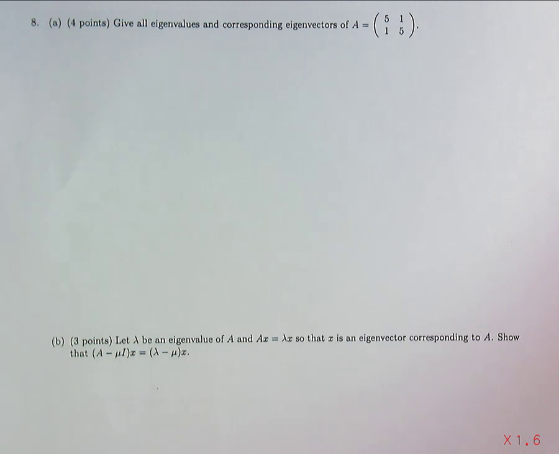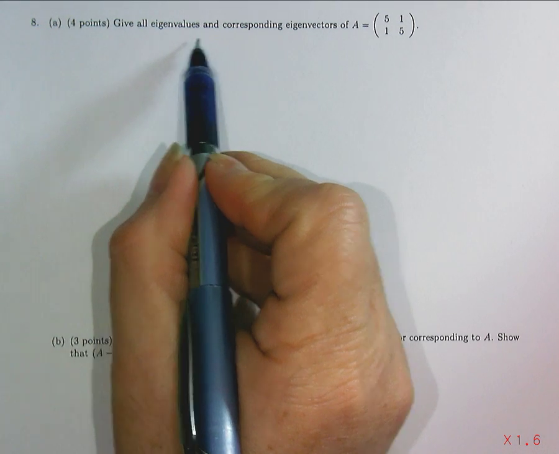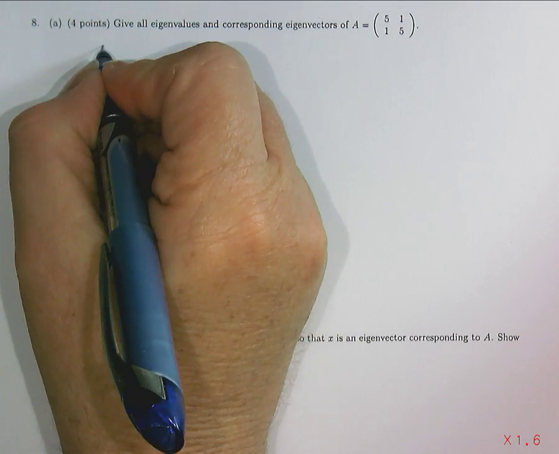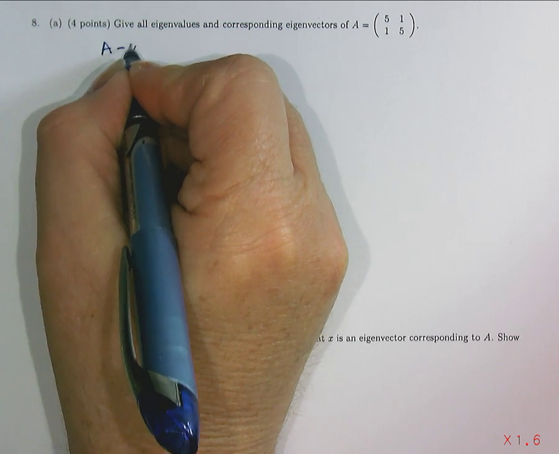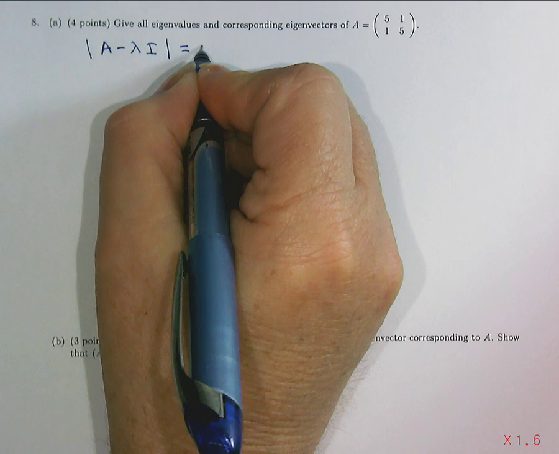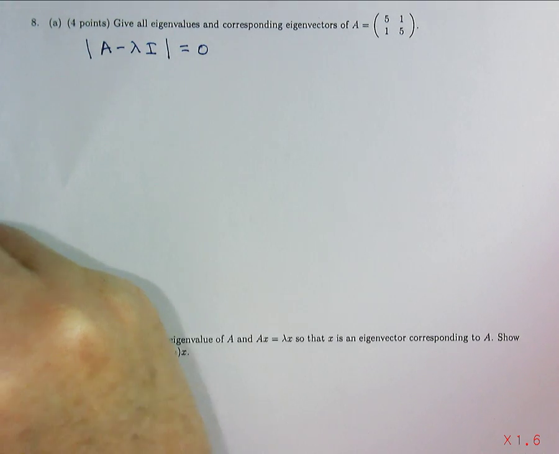Let's try doing question number 8. What we want to do is find all the eigenvalues and corresponding eigenvectors of A. So we know the strategy. We need to look at A minus lambda times the identity matrix, find the determinant, set it equal to 0, and determine the values for lambda that make this hold.